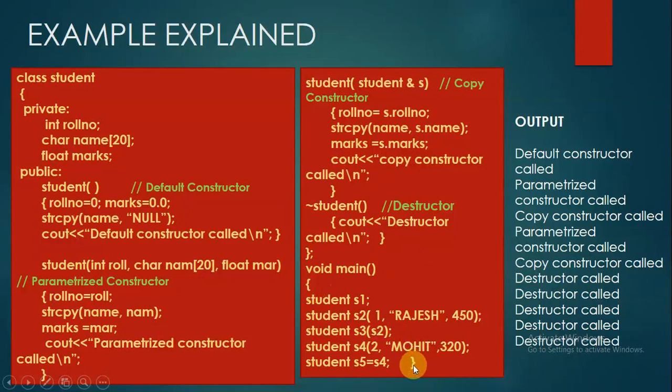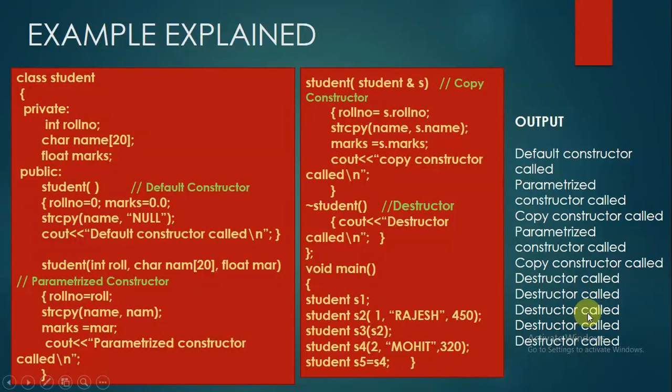Now you see here this is the end of our program. Our program ends here. Now when the program ends, all these objects which are created S1, S2, S3, S4 and S5, they die, and when the objects die or they go out of scope, the destructor function is called.